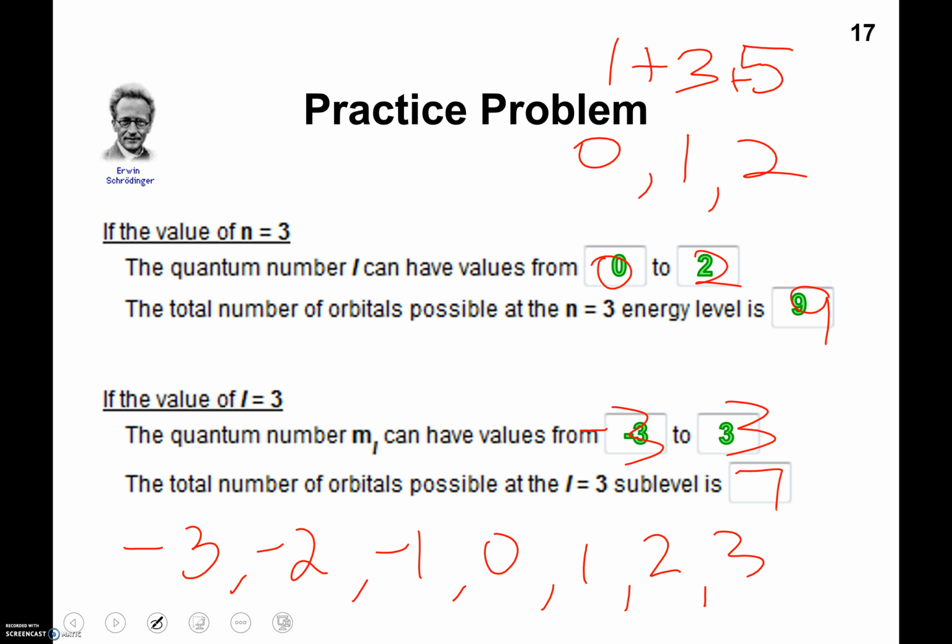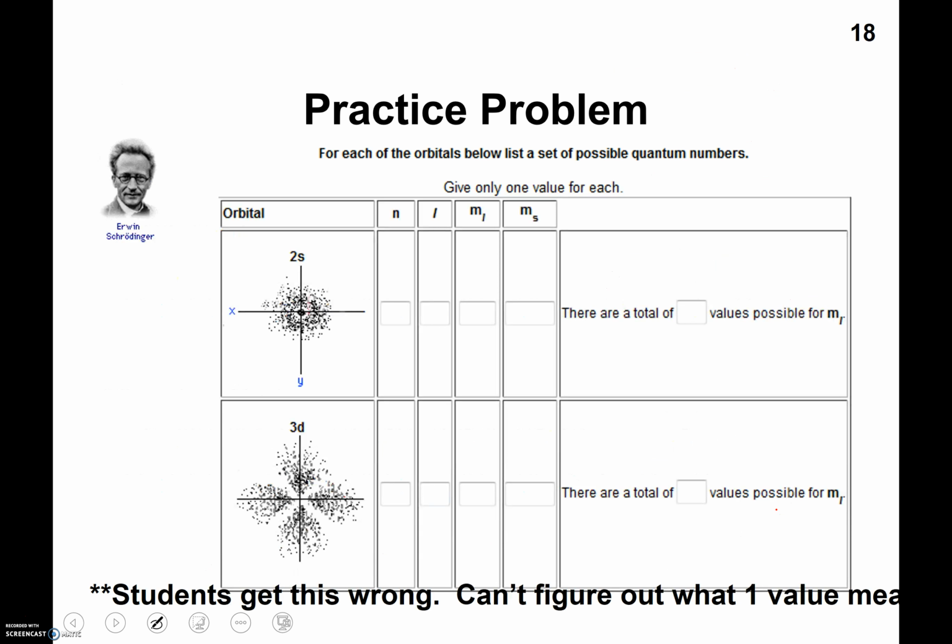Let's see if I got my answers right. Oh yeah, doing great. Okay, so now you're just going to get examples, and you have to figure out what they're talking about. Just remember to read the directions. It says give only one value for each. We're dealing with the 2s orbital, so n is the principal energy level, and L, well, we're talking about an s orbital, so there's only one value for m sub L, that's 0. And then m sub s can be plus half or minus half. There's a total of 1 value for m sub L, because there's only 1 value when you're dealing with L equals 0.